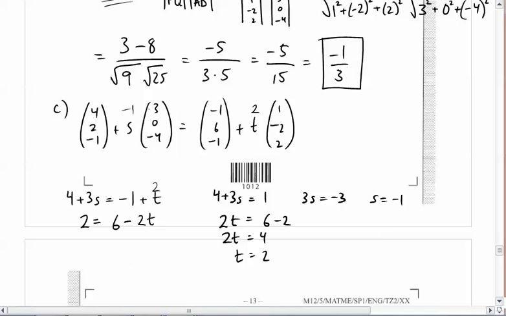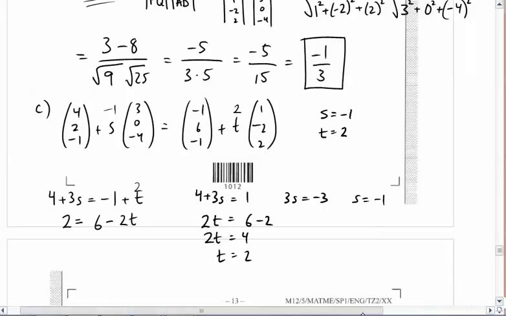So 4 minus 3 is equal to 2 minus 1. Yay! 2 is equal to 6 minus 4. Negative 1 plus 4 is 3. It works. So these two lines intersect when s is negative 1 or when t is 2. So now let's find out what point that is.